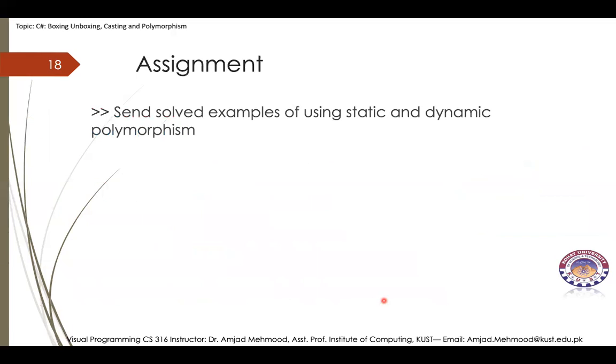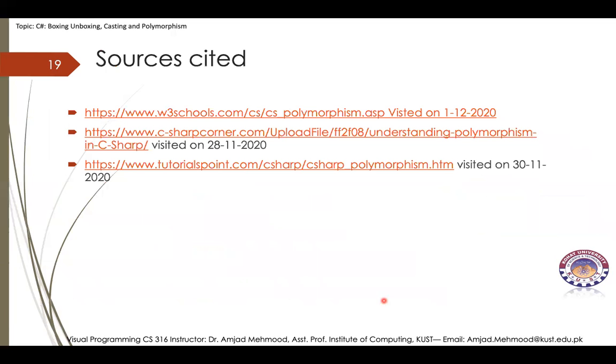Now your assignment is to send me a solved example using static and dynamic polymorphism, so that I know you understand this concept clearly. These are the sources which I have cited. You can explore these to learn more about this concept. You can take different examples for understanding it. As I mentioned, this is a very important topic, and once you get knowledge of it, you can understand the usage and the importance of object-oriented programming.